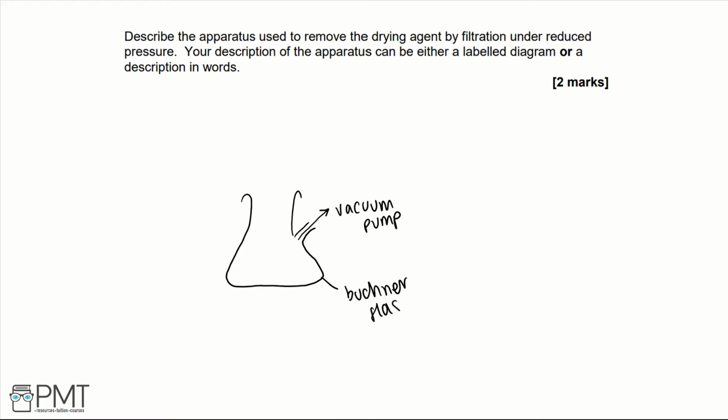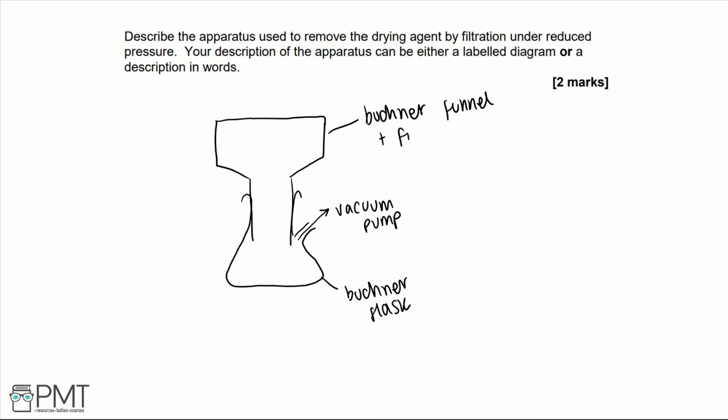Then we need to draw on a Buchner funnel. So that has an airtight seal, and it kind of looks like this, where it's not a classic funnel shape, it's a bit more angular, and it will have filter paper inside. So it's a Buchner funnel with filter paper. So this is going to be our third label.